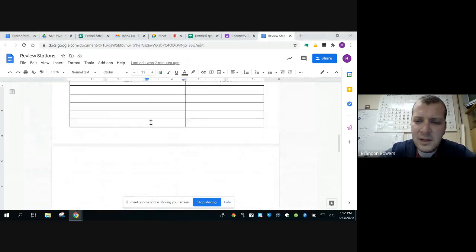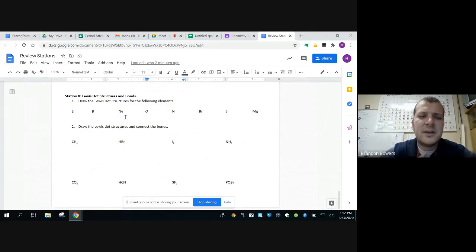Okay, so the only other thing I want to go over is the dots and drawing. The amount of dots requires you to see what column it is in on the periodic table. For example, lithium is in the first column, so it only has 1 dot. Boron is in column 13, and 13 gets 3 dots. Neon is in 18, that has 8 dots. Oxygen has 6 dots. Nitrogen has 5 dots. Bromine 7, sulfur 6, magnesium 2. So hopefully you start to see whatever column it is, that determines the amount of electrons or the amount of dots. And drawing Lewis structures, okay?